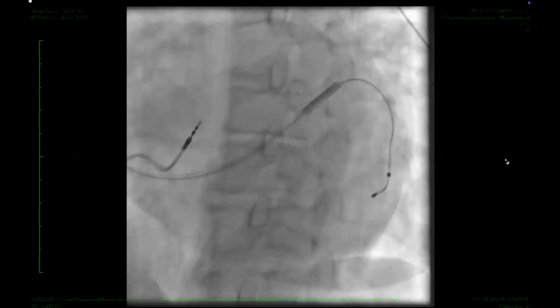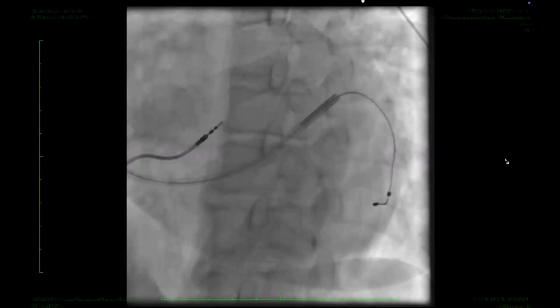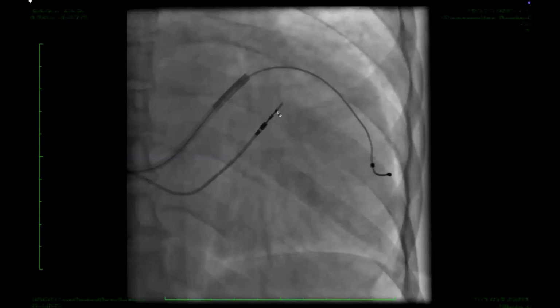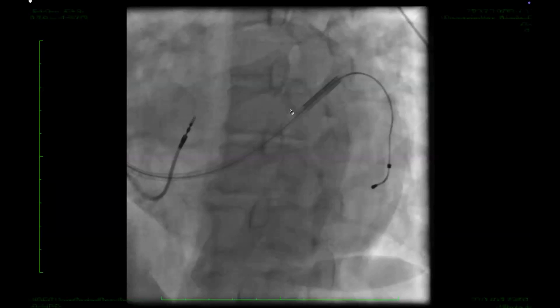One thing to understand is they talk about this thing called separation between the RV and the LV lead. This separation is not visible in this view. And the reason why it's not visible in this view, which is the PA view, is because it's not relevant in the PA view. It's only relevant in the LAO view. So you must only look for separation between the LV and the RV lead when you're looking at it in the LAO view.